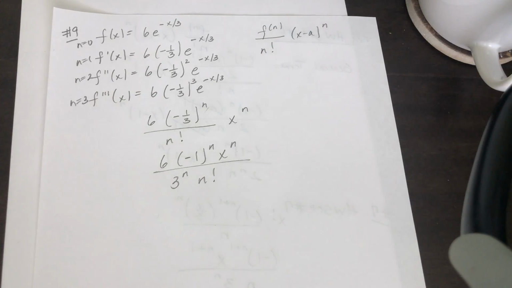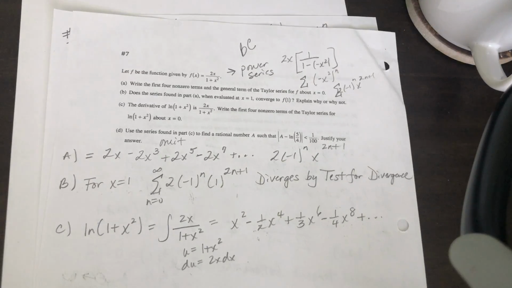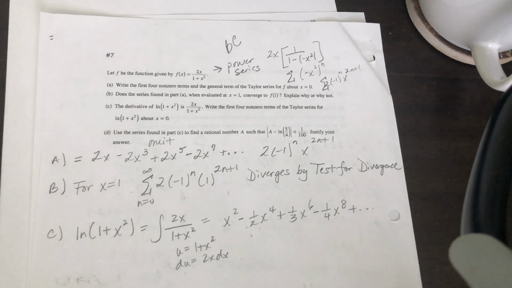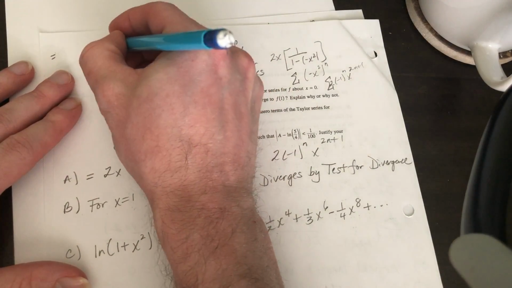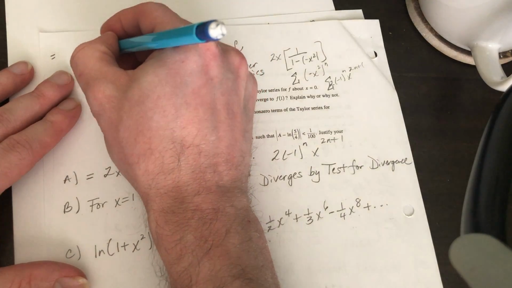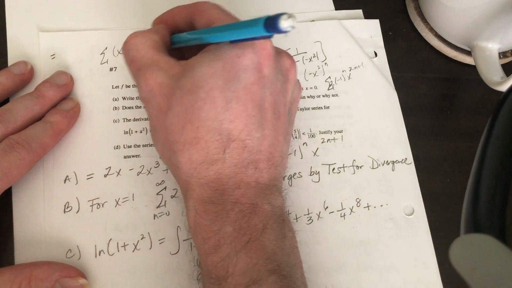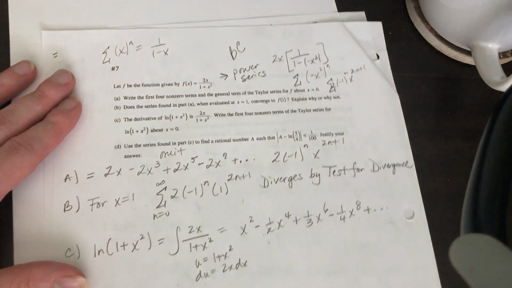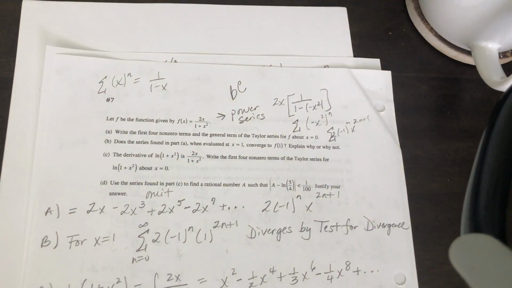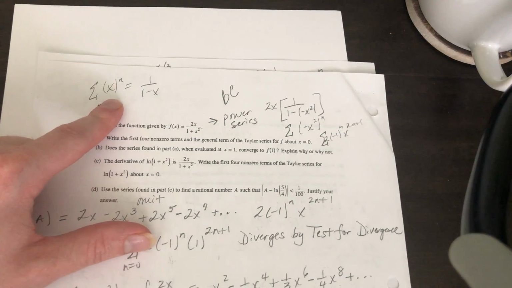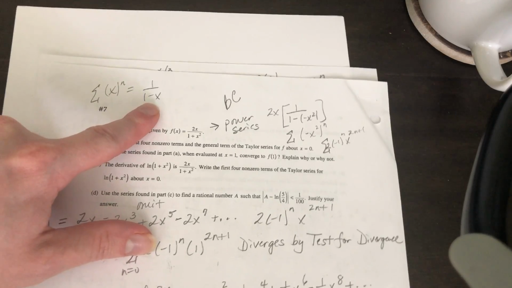Let's talk through this one real quick, even though I don't think power series is going to be on your AP exam this year. When we have a power series, the series of x to the n is equal to 1 over 1 minus x. So we need to get it into a geometric series form, which is this.